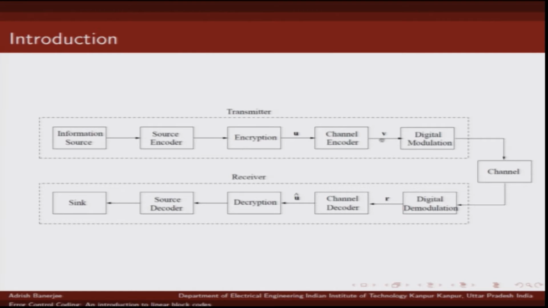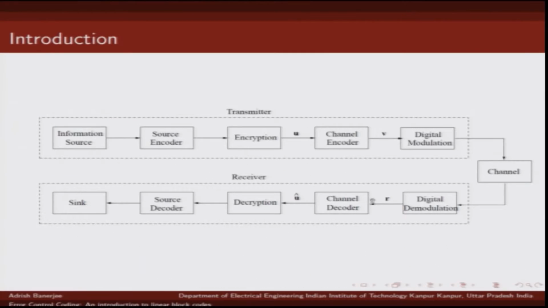Once you have this encoded sequence, you want to send these bits over a communication link, so you need to do digital modulation. Once you have modulated your signal, you send it over the transmission medium, which is the channel. At the receiver you have the reverse operation. Once you get a noisy version of the received sequence, you demodulate the signal, and the demodulated output is then fed to the channel decoder, whose job is to estimate the information sequence from the received sequence.